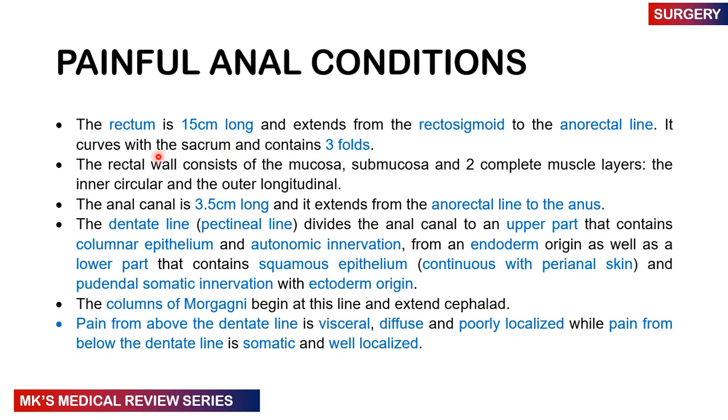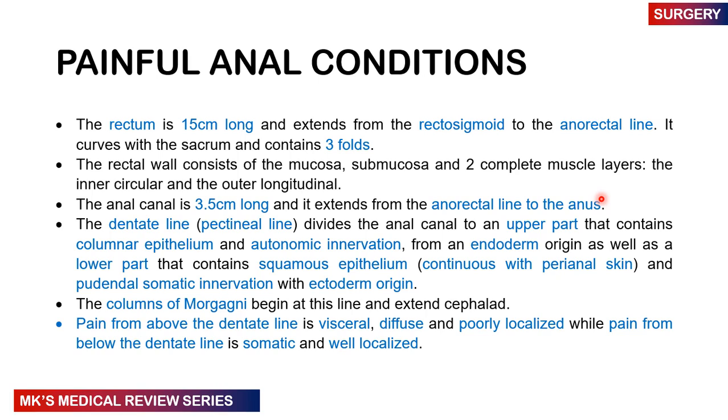Now remember that the rectal wall consists of a mucosa, a submucosa, and two complete muscle layers, your inner circular layer and your outer longitudinal layer. Then the anal canal itself is roughly about 3.5 centimeters long, and it extends from the anorectal line to the anus.